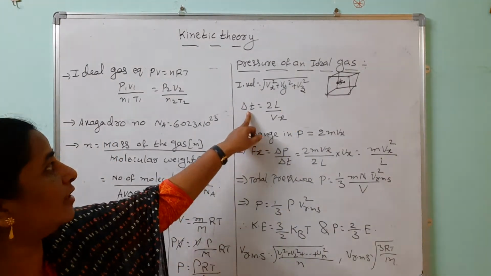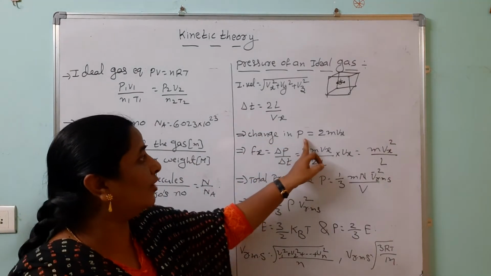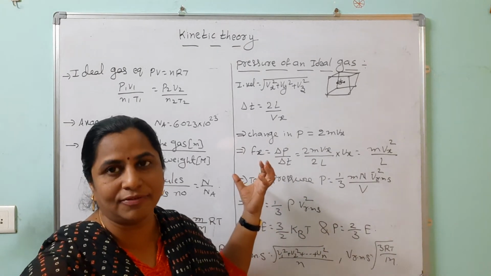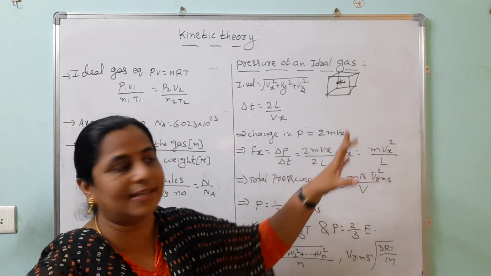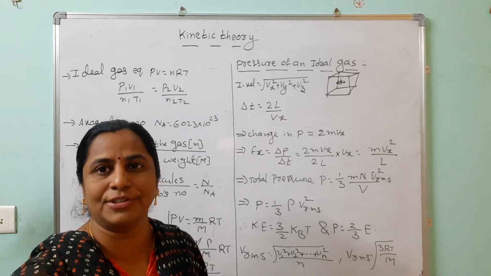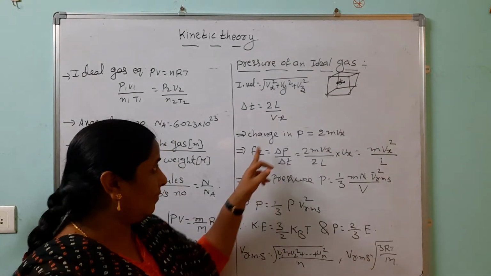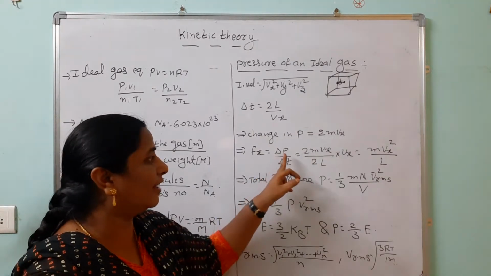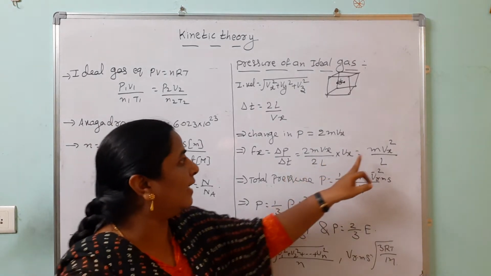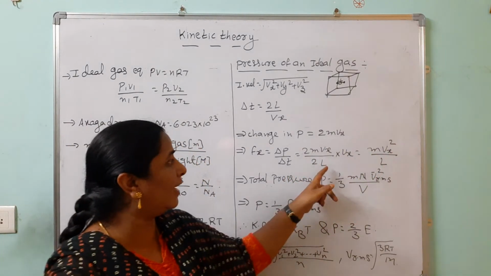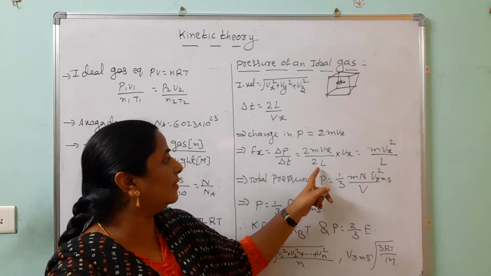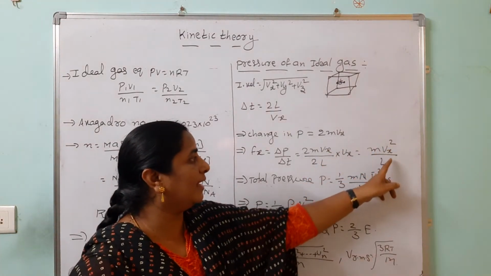When you know the time interval, then you can find out the change in momentum also. Momentum is mass into velocity. But while striking this wall and coming back, the change in momentum you are getting is 2m into Vx. Why are we taking Vx? We are discussing this motion along the x-axis. Then when you know the change in momentum and time interval, you can find out the force, which is change in momentum by time. After simplification, we are getting m Vx square by L. Instead of time, we are taking distance by velocity.